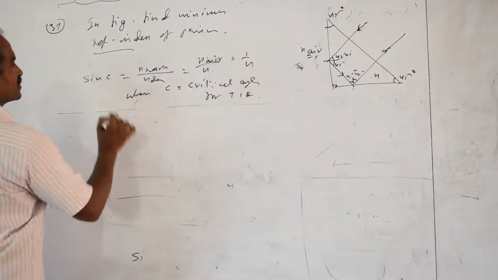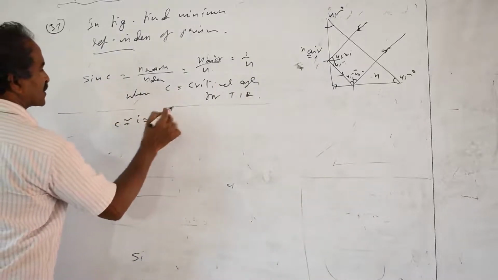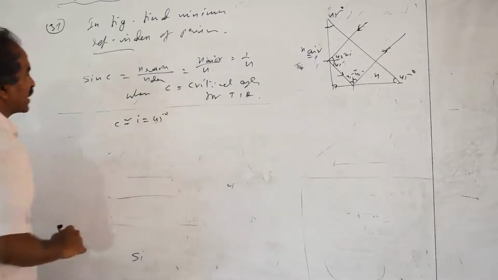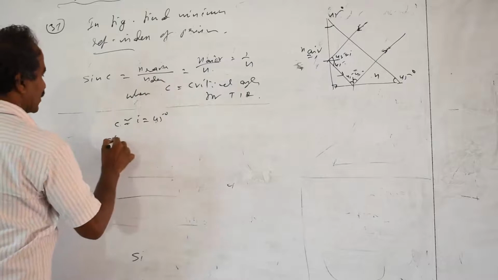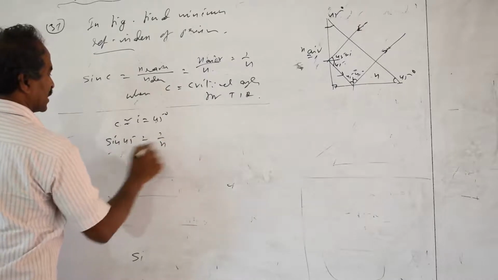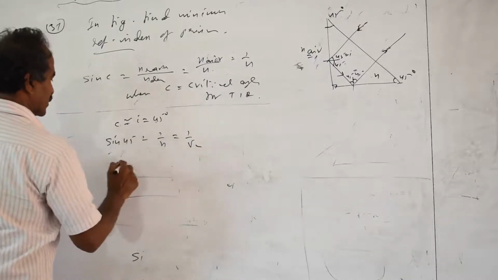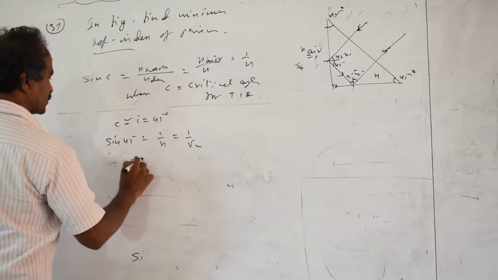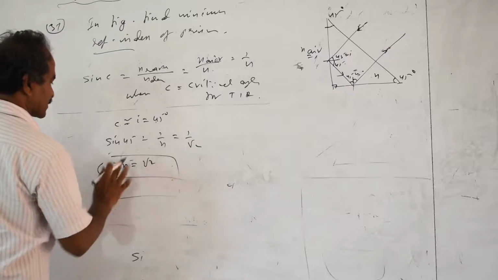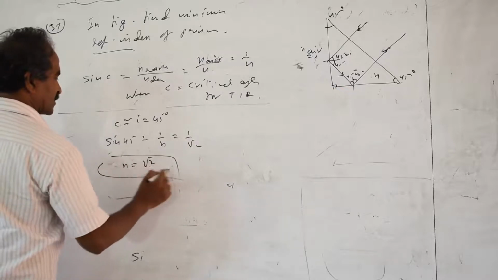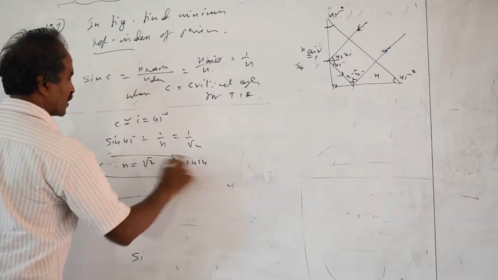And C must be approximately equal to the angle of incidence, that is equal to 45 degrees, the minimum condition you have taken. Then you will get sin 45 equal to 1 by n, but sin 45 is 1 by root 2. So n required is equal to root 2. This is a minimum value. It can be anything more than this value. Root 2 means 1.414 also.